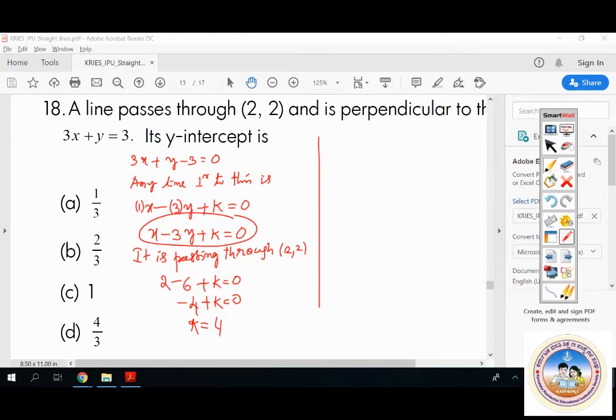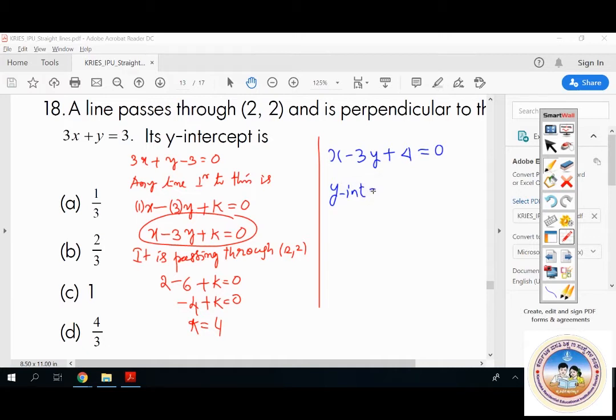So it is x − 3y + k, which is nothing but x − 3y + 4 = 0. So now we got the line. I want the y-intercept of this one. Now you can make out the y-intercept of this.